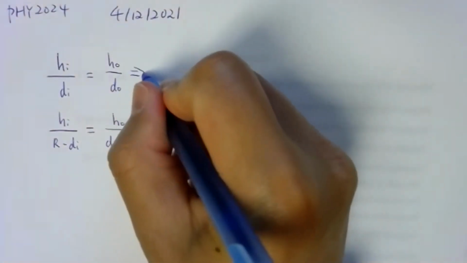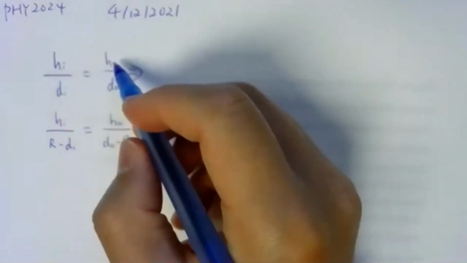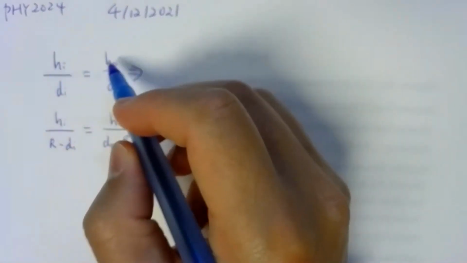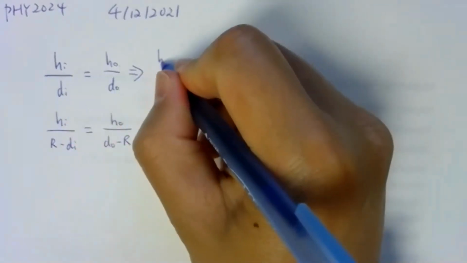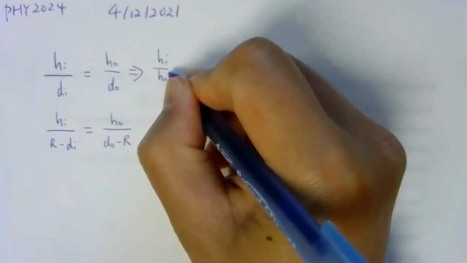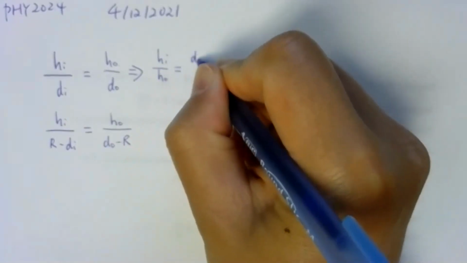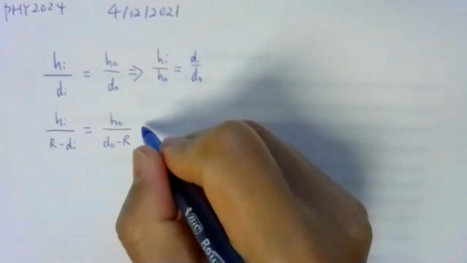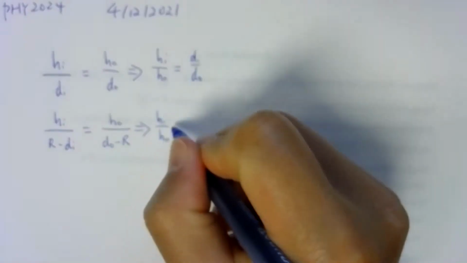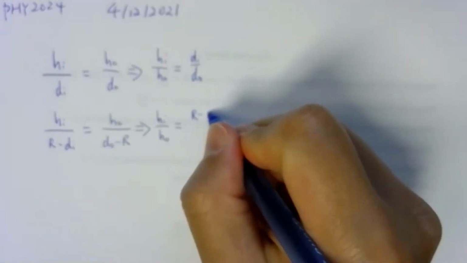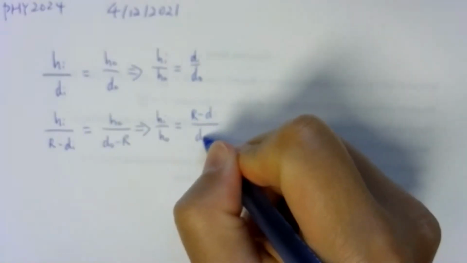For this equation, you can rewrite it. If you do HI over HO, then that's equal to DI over DO. So let's rewrite it: HI over HO equal to DI over DO. And then let's rewrite this one as well. HI over HO again should be equal to R minus DI over DO minus R.